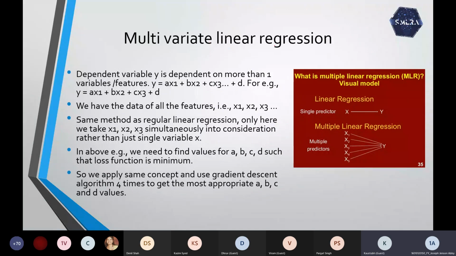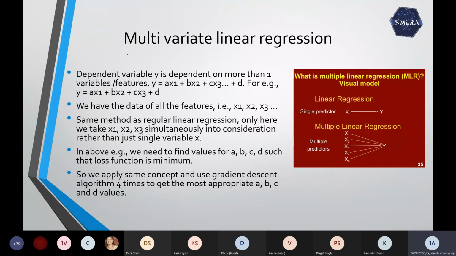Now multivariate linear regression. What happens? We have assumed y is dependent on only one variable x. Many times in real life, you won't have that. You have so many factors to consider. Suppose there's a crop. The amount of yield would depend on the amount of water you're using and the amount of fertilizer. Just an example. So it's not depending on one variable alone; it's depending on multiple variables.